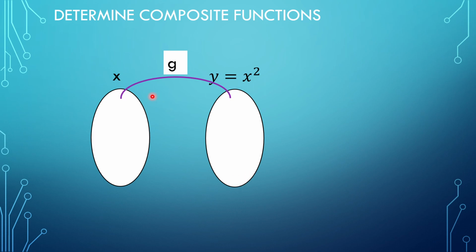X is being mapped to Y under the function g. X here is the object, Y is the image. When x equals 1, it maps to 1. So how to obtain the image 1? Remember, y equals x square. So when x equals 1, 1 square equals 1.